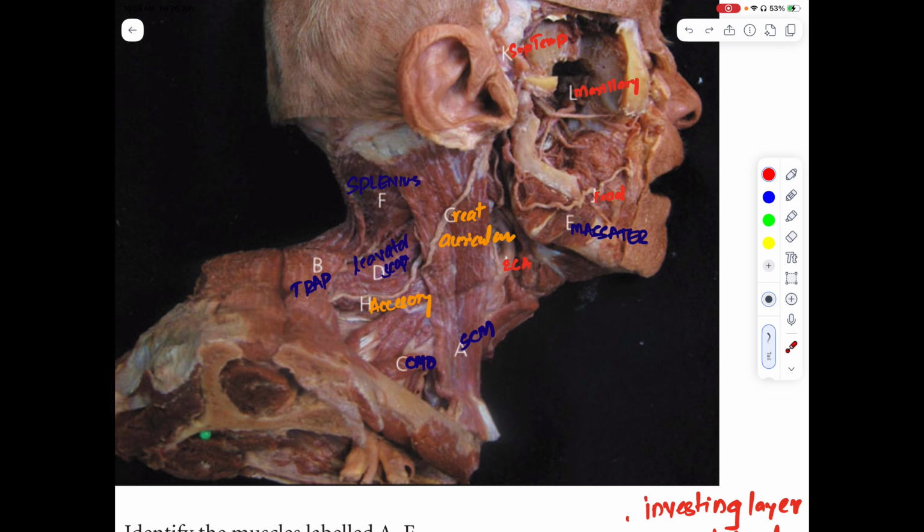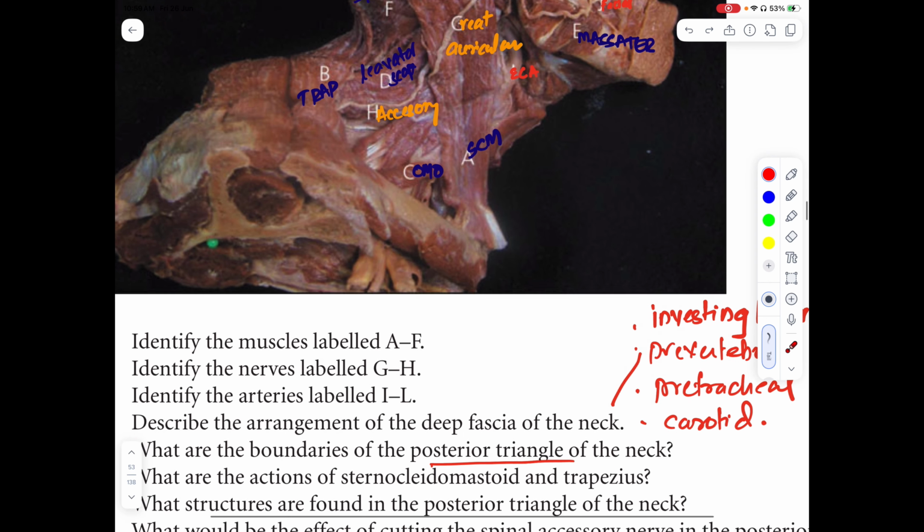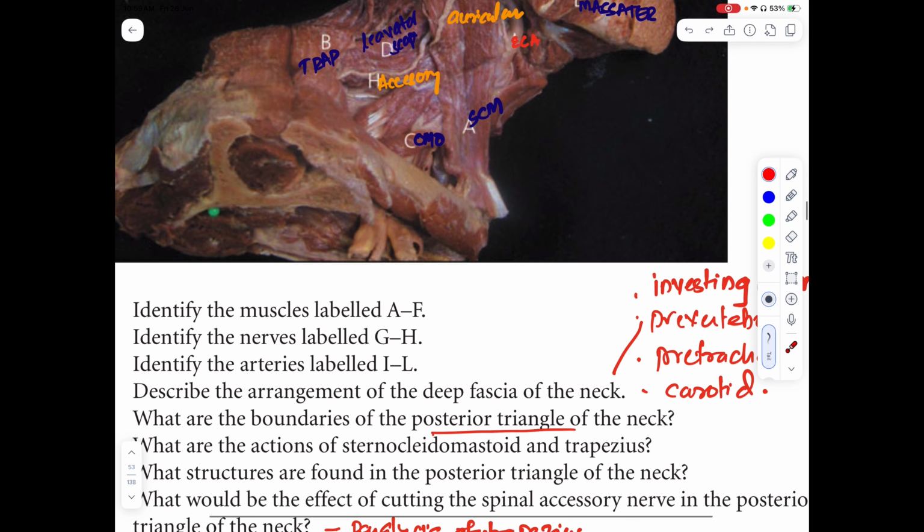Submental is bounded by the anterior digastric, and mandible, posterior digastric. Muscular triangle is bounded by sternomastoid and all that.